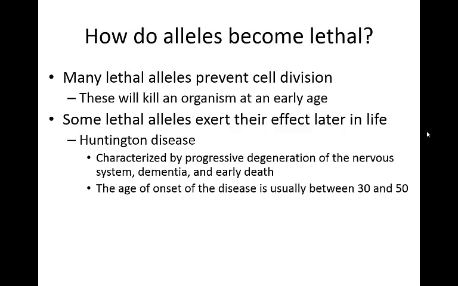There are some lethal alleles that can exert their effect later in life. One example of this would be Huntington's disease. And so this is characterized by progressive degeneration of the nervous system, dementia, early death. The age of onset of this disease is usually between ages 30 and 50 or so, with an average onset at about 38.